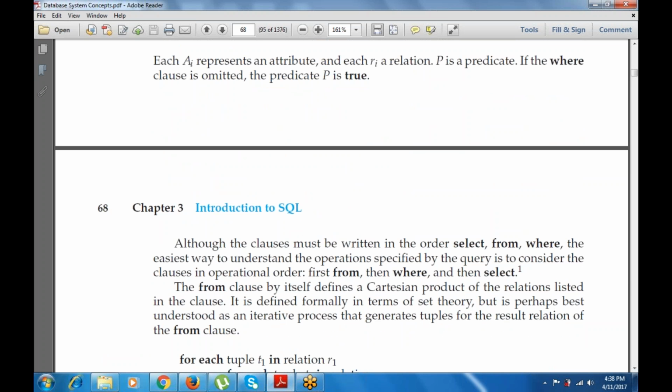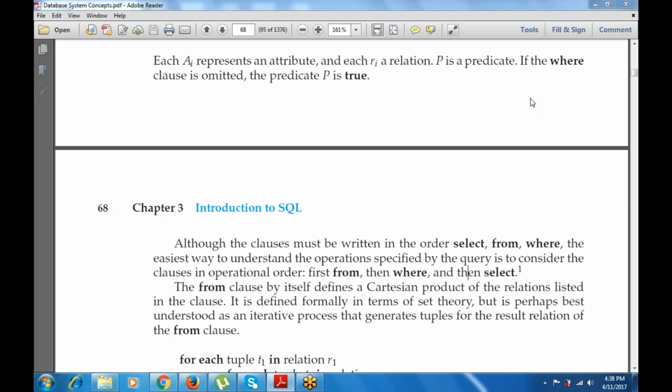Now, although the clauses must be written in the order select, from, where, the easiest way to understand the operations specified by the query is to consider the clauses in the operational order. That is, first from, then where, then select. And the from clause by itself defines a Cartesian product.